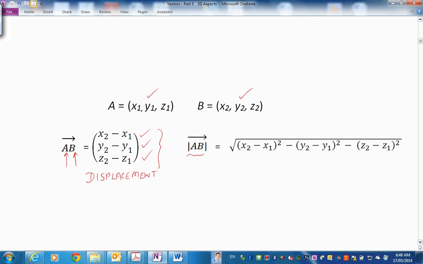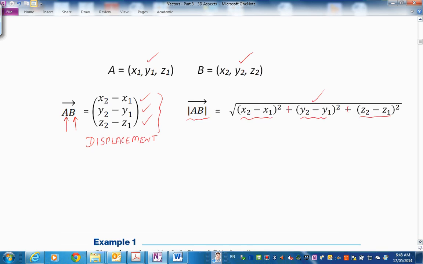And the length of AB was friendly as well. Right? It's still the square root of each of the components squared. And it should be plus in there. Okay, square root of x2 take x1 squared plus y2 take y1 squared plus z2 take z1 squared. Okay. So it's just the extra component added on at the end. Isn't that great? Friendly for you.